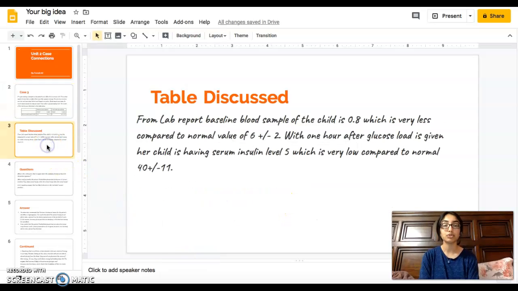This table shows that the lab report baseline blood sample of the child was 0.8, which is obviously very low compared to the normal value of 6 to 12. One hour after the glucose load was given, the child had a serum insulin level of 5, which is also very low compared to the normal level between 4 to 11.